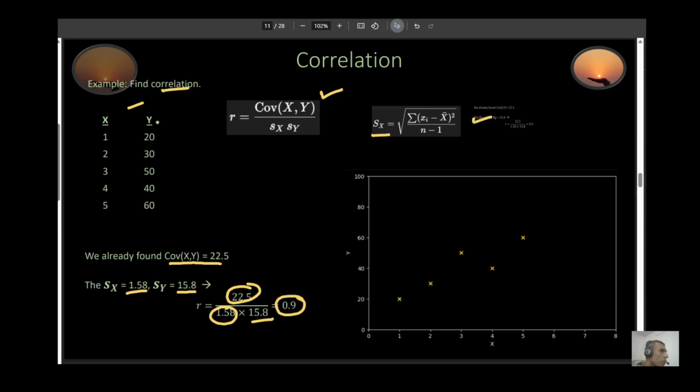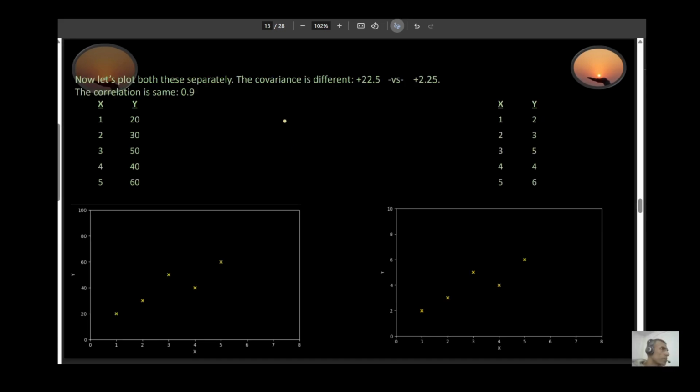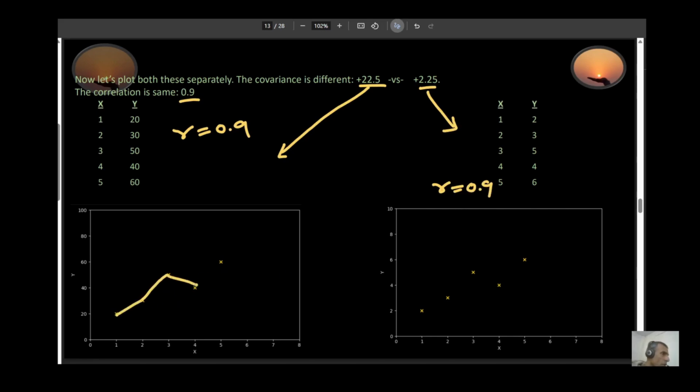In the previous example, your y was 20, 30, 50, 40, 60, and I divided each number by 10, and now it's 2, 3, 5, 4, 6, and your correlation is still the same. So, although your covariance is different, for this one it's 22.5, and for this one it is 2.25, your correlation, your r, is the same for both of them. This is 0.9, and your r in this case is also 0.9. And you can see the shape of this line right here. You can see how this shape is exactly the same as this shape right here.